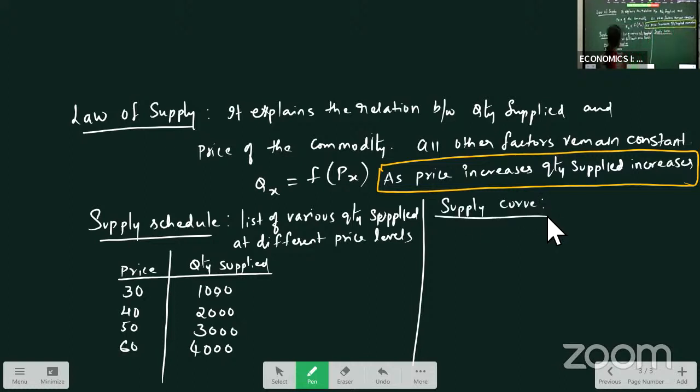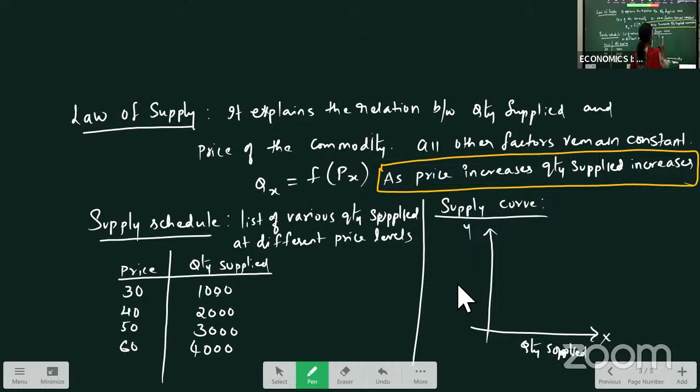Depending on the supply schedule, we will draw the supply curve. Just observe how the supply curve will look. On the x-axis, quantity supplied, and on the y-axis, price. What is happening here? When price is 30 rupees, supply is 1000. When price is increasing, supply is increasing.